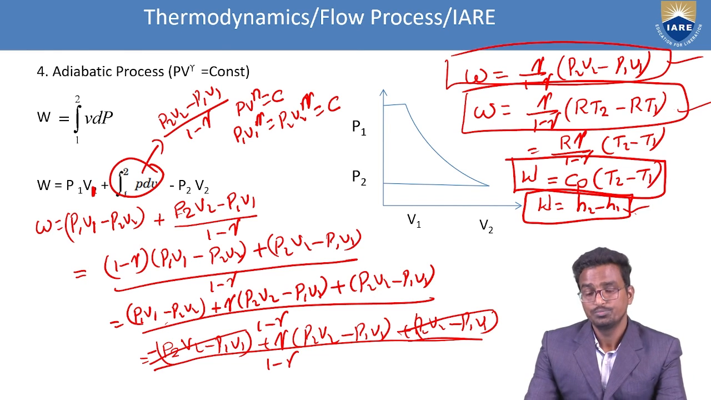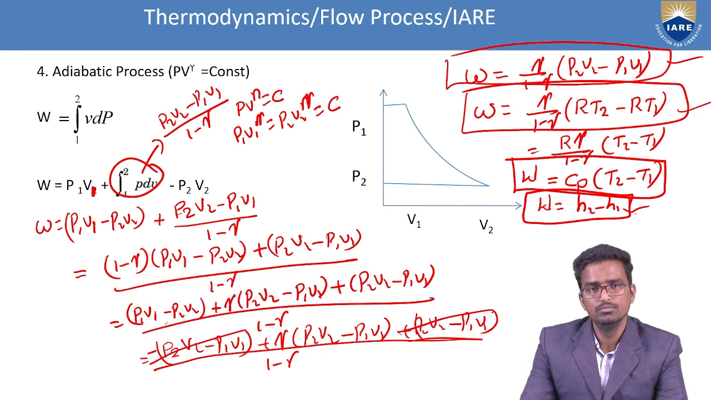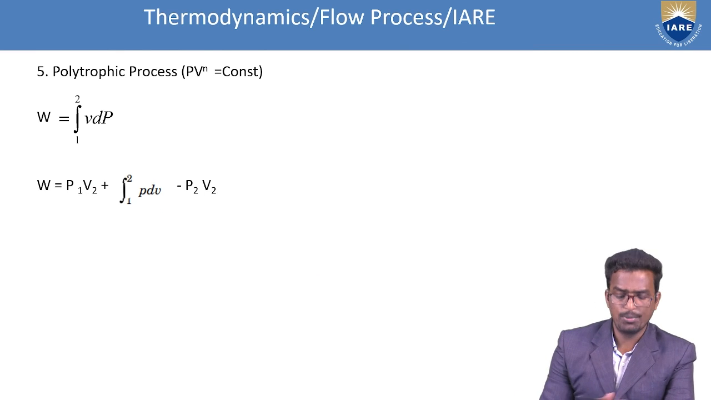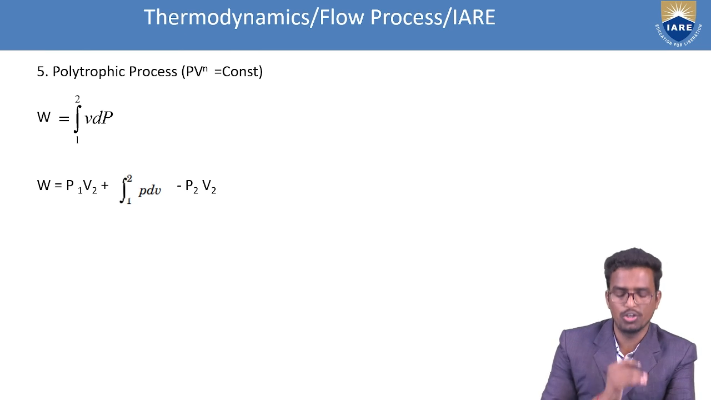So from this one, you can understand that in a flow process, adiabatic change is nothing but work done. The rate of change of adiabatic thing is called work done. Okay, that you can understand from flow process. Apply the same for the non-flow process. Apply the same for a flow process of polytropic process.